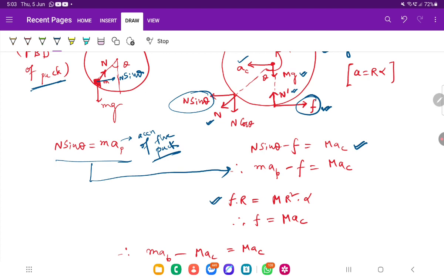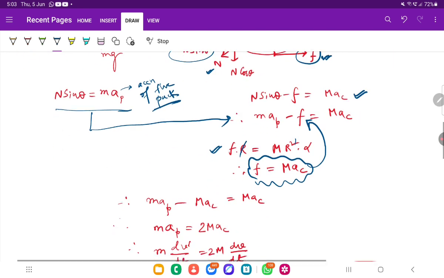I will be obviously capital M into R square, and one R and R gets cancelled, and R alpha we can put as AC, because AC will also equal R alpha, because the pure rolling condition is maintained throughout the process. So from here we will get F equal to MAC, and I'm putting this in this equation.